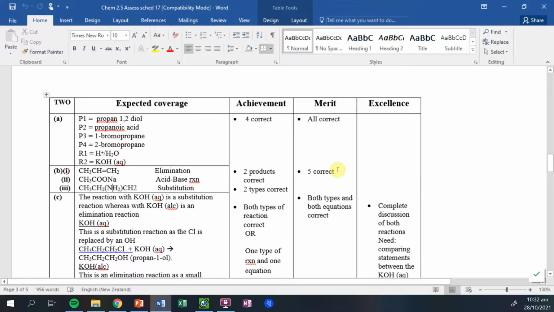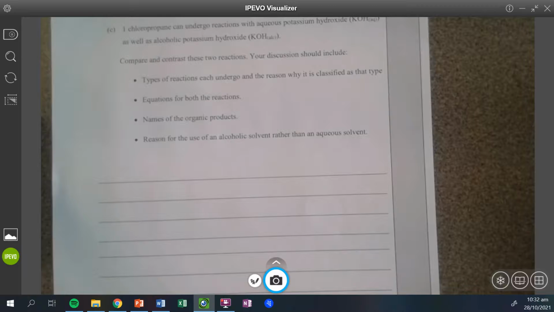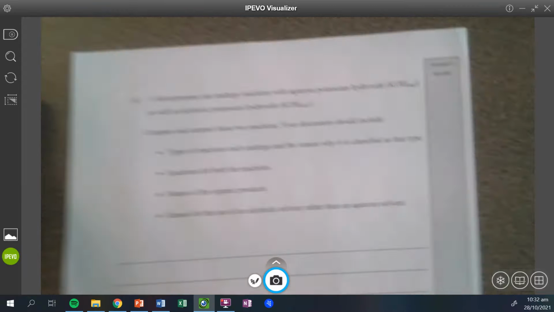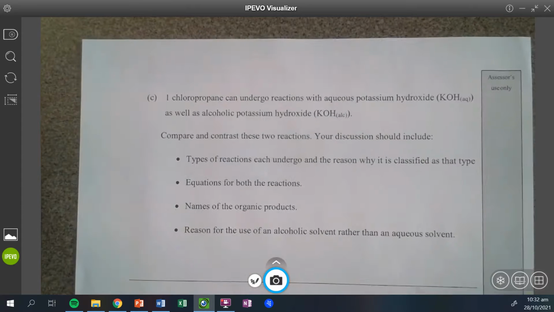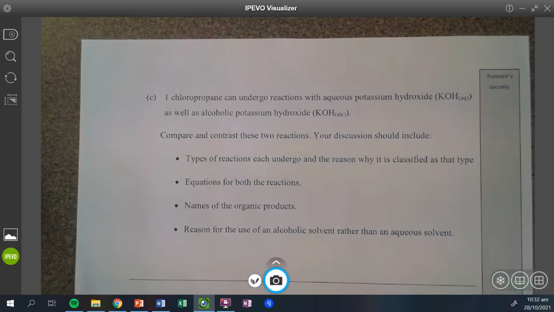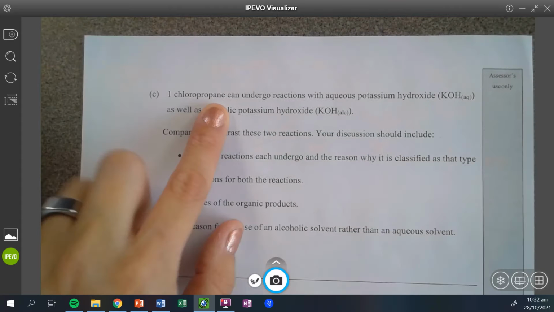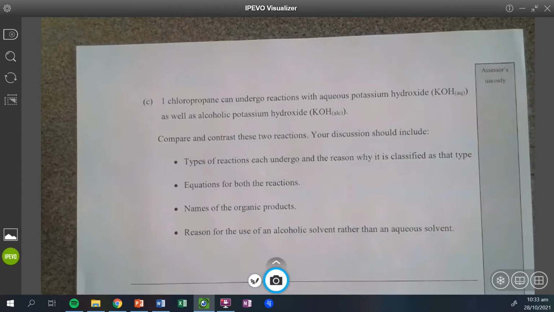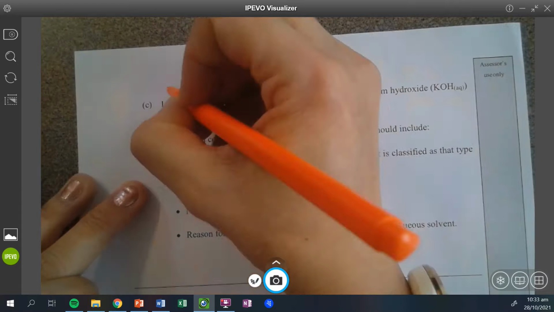All right, let's look at C. Before we go through the marking schedule so you can see what it's like. All right. So again, I highly recommend you go through and annotate your questions. So we have 1-chloropropane. So this is my haloalkane.